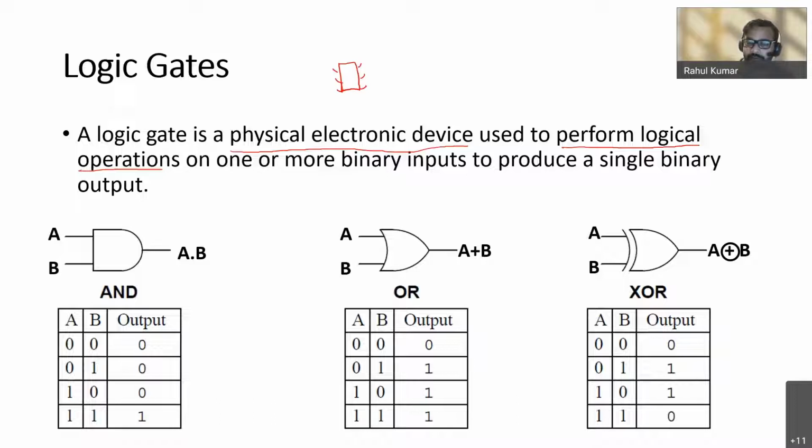So you could perform logical operations on one or more binary inputs, and the logic gate will produce only a single binary output. Binary output means it could be either 0 or 1, right? So it will produce a single output, which in binary could be either 1 or 0. Only 2 outputs you would get, right? So in the slide you could find some of the basic logic gates.